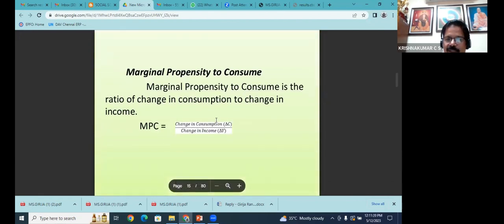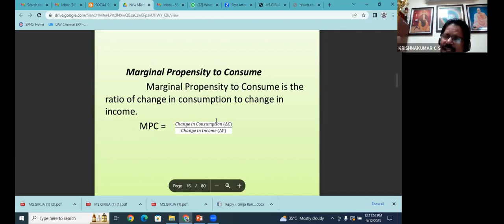After average propensity to consume, we come to marginal propensity to consume. What is the difference between APC and MPC? How will you make the children understand the difference? Sometimes children get confused. MPC is actually change in consumption divided by change in income, delta C by delta Y. How will you make them understand this?